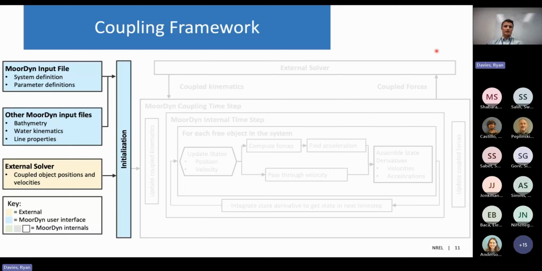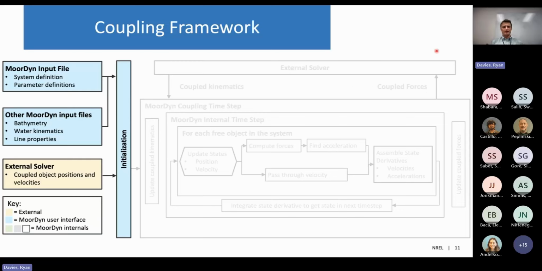You set up your mooring system in your MoorDyn input file. I can talk through that a bit more later. There are also some great descriptions of that in the MoorDyn documentation that you can check out. In the MoorDyn input file, you may want to include other sub-input files, and you list the file paths in that MoorDyn input file to these other input files. It could be things like a bathymetry grid, it could define your water kinematics, it could be a nonlinear line stiffness curve that you want to include as well.